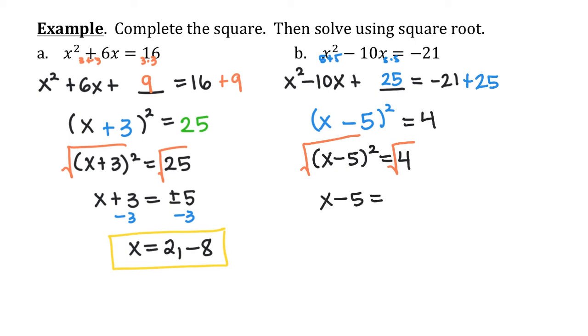Square root of 4 is 2, but I'm going to put positive and negative 2 because when I square a negative, I also get a positive 4. Okay, let me add the 5 over. Okay, and then I'm going to get my two answers. Positive 2 plus 5 is 7. Negative 2 plus 5 is 3. And I was expecting to get two answers because this is quadratic, it's degree 2. So I should get up to 2 answers.